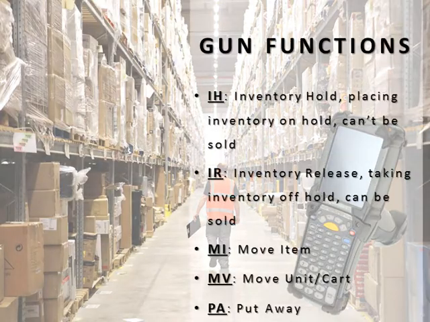IH is inventory hold, which is placing inventory on hold, so it cannot be sold. IR is inventory release, which is taking inventory off hold, so it can be sold. MI is move item. MV is move unit to cart. PA is put away.